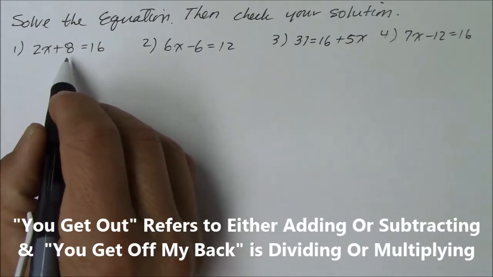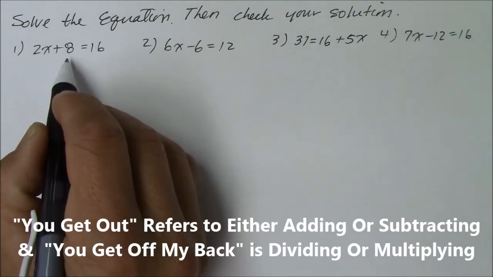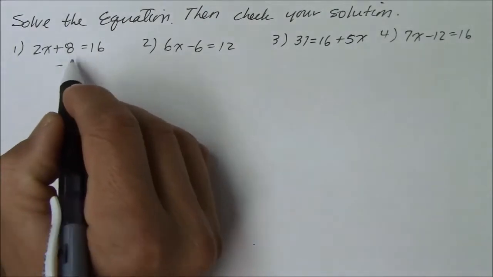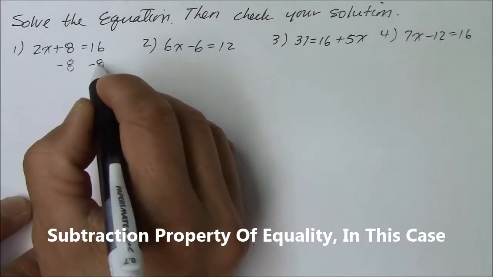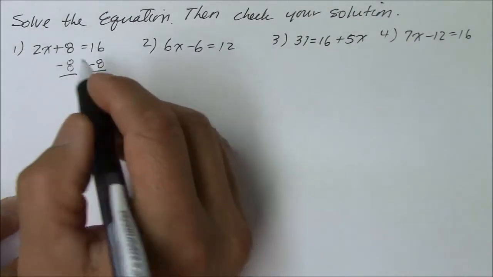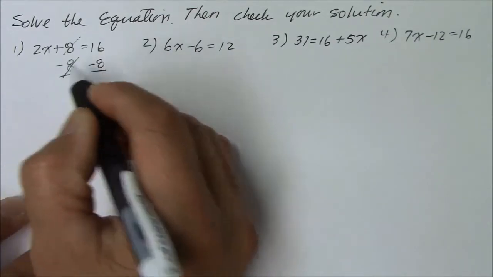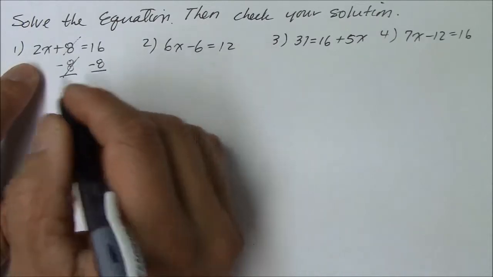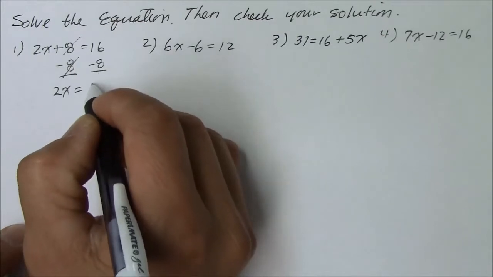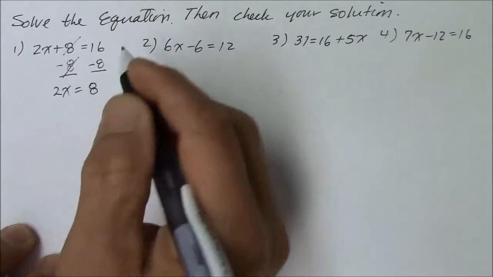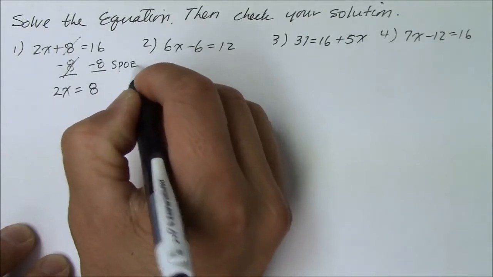And to make the 8 move away from the 2x, we take the opposite of plus 8, which is minus 8. And whatever you do to one side of the equation, you have to do to the other. So as a result, 8 and minus 8, their additive inverse, become 0. So all that remains on the left side of the equation is 2x. And on the right side, 16 minus 8 is 8. And what did I do to get to this point? I subtracted. So this is called the subtraction property of equality. That's step 1.